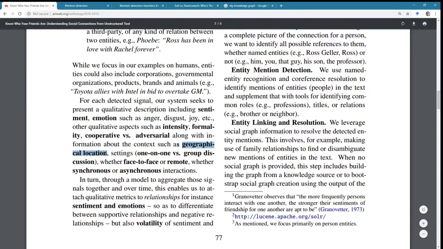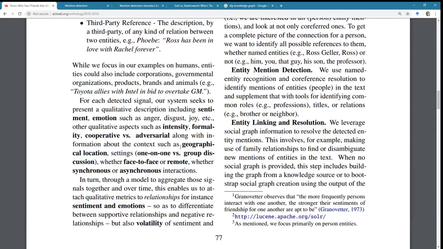Geographical location, that's super interesting. There was zero discussion of it. They mentioned that they look at it here and then, what do you do with it? How are you getting it? Where does it go? The one-on-one versus group discussion is really interesting, like dyads versus tetrads or whatever. It would be great to automatically identify this, especially in speech transcripts, especially in automated speech transcripts. That would be amazing, but we don't have any discussion of it, so I'm a little bit question mark.